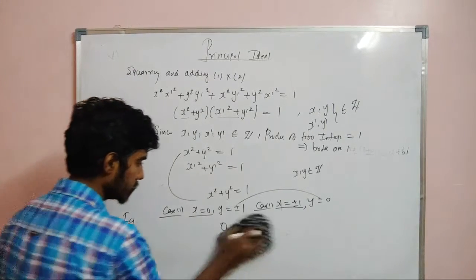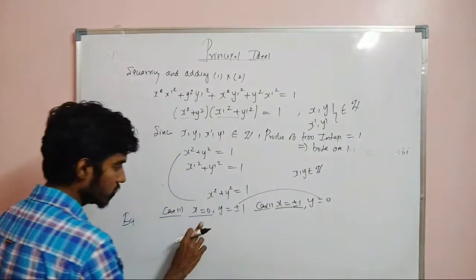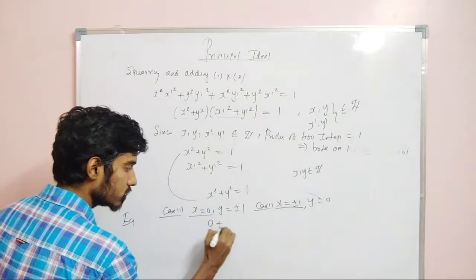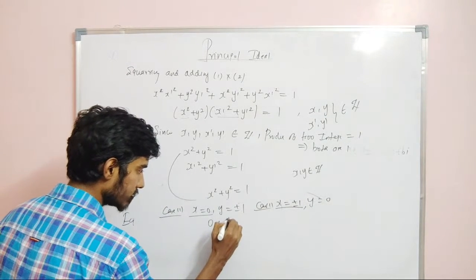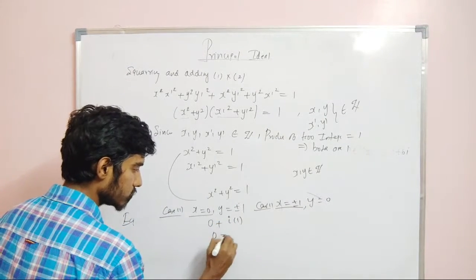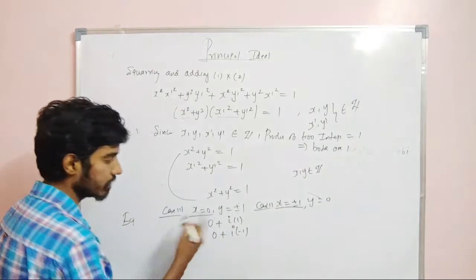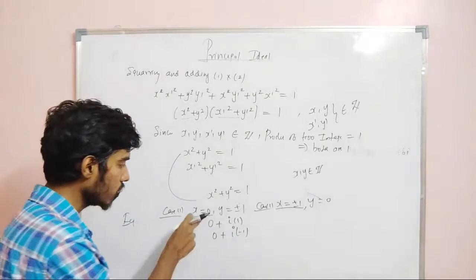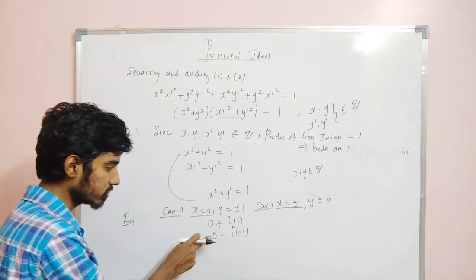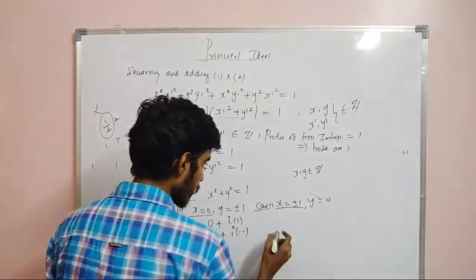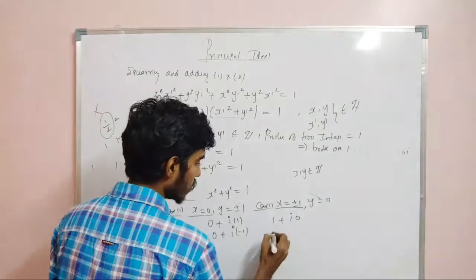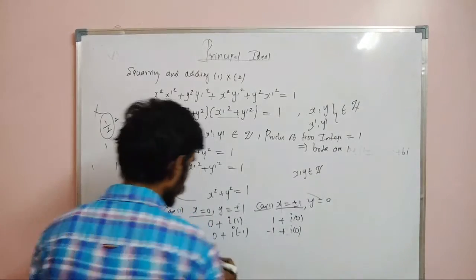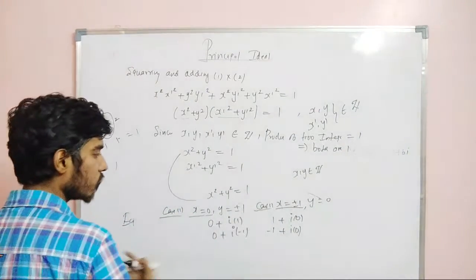Okay, so we will write this in. So x is equal to 0, y is plus or minus 1. That is 0 plus i into 1, or 0 plus i into minus 1, because it is a Gaussian integer, x plus iy. So x is 0, y can be 1, x is 0, y can be minus 1. So here x can be 1, x can be minus 1, right? i into 0, i into 0. So these are the 4 units for Gaussian integers.